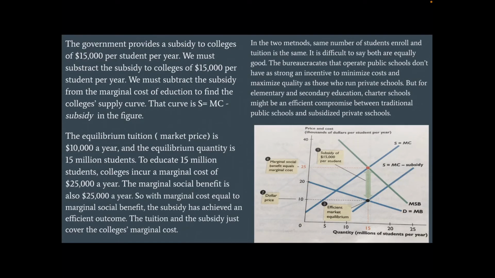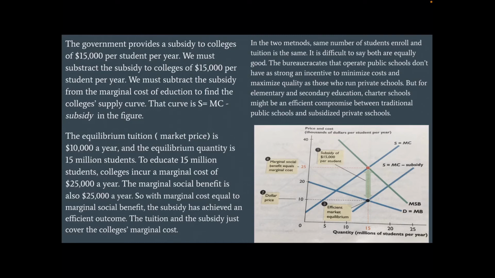The government provides a subsidy to colleges of $15,000 per student per year. We must subtract the subsidy from the marginal cost of education to find the college's supply curve. The curve is S is equal to MC minus subsidy in the figure. The equilibrium tuition, that is market price, is $10,000 a year, and the equilibrium quantity is 15 million students.